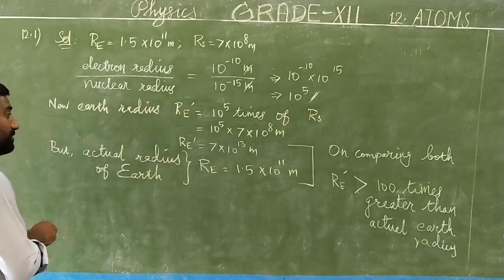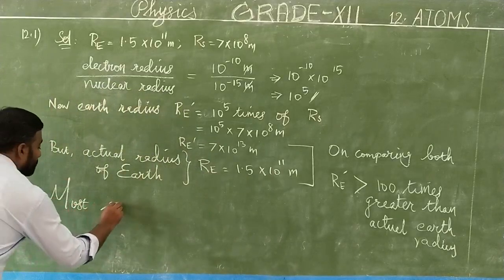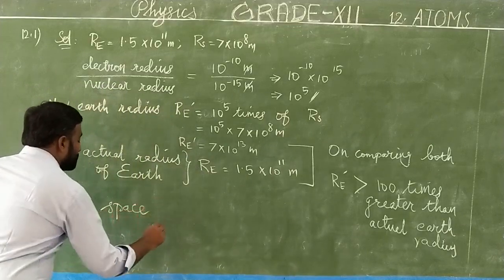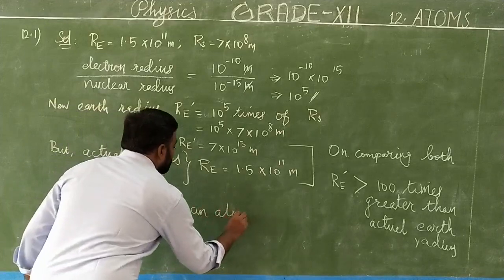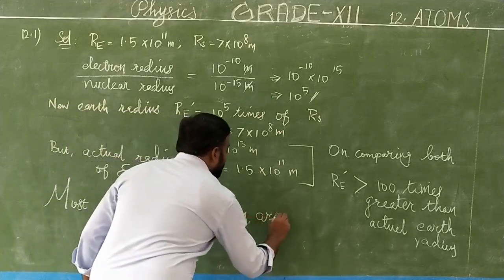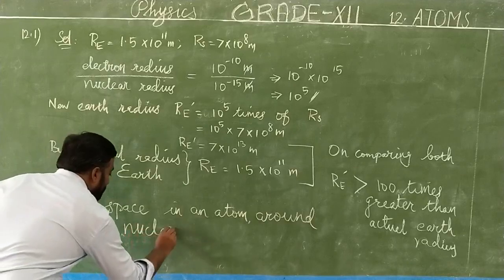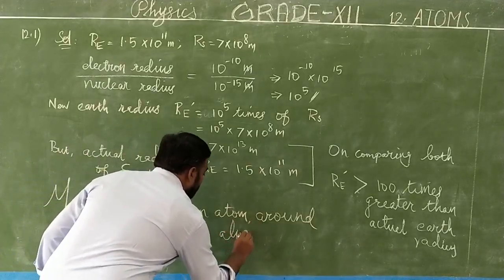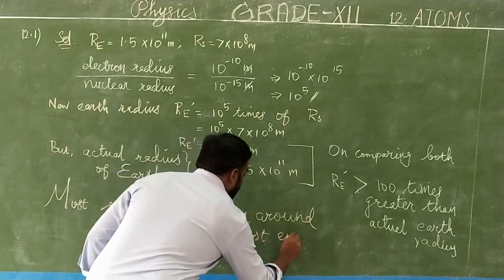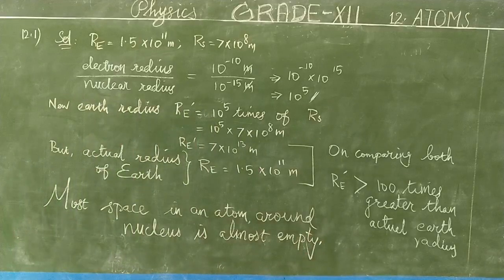So finally we come to the conclusion that most of the space in an atom around the nucleus is almost empty. Okay, that's it. So the first numerical is over.